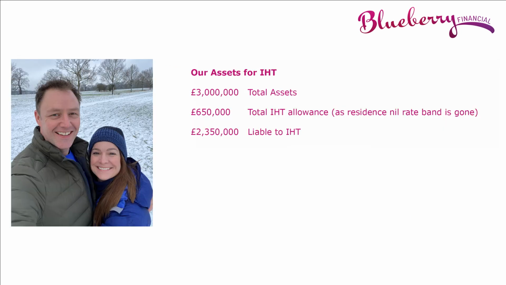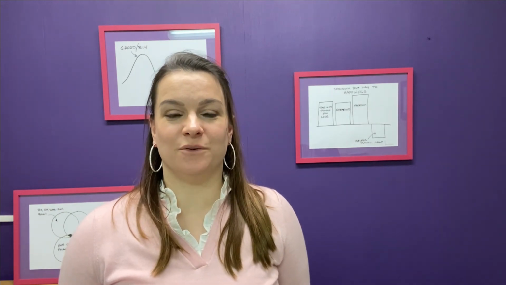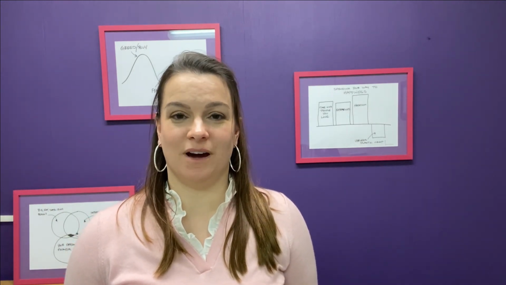So for our last example, I've upped our assets to 3 million, but this time we've lost our residence nil rate band because we've got too much money. So our total inheritance tax allowance has been reduced to £650,000 between the two of us, which means that £2,350,000 is liable to inheritance tax. 40% of that amount is £940,000 to HMRC. Ouch.